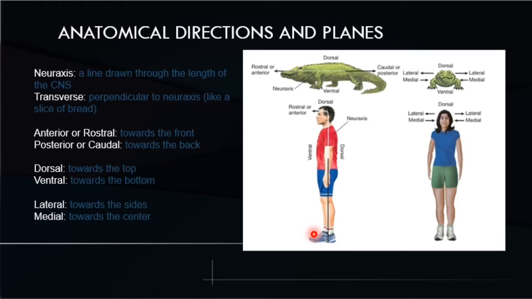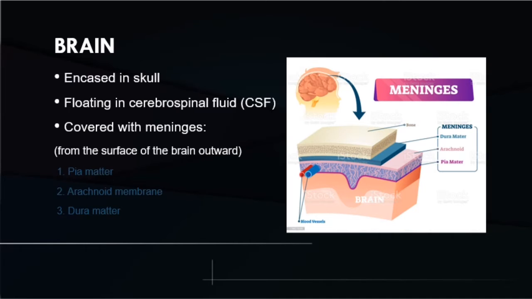So we have dorsal towards the top, ventral towards the bottom, and then lateral and medial, I think, are easy, right? Medial, middle, and lateral to the side. So again, just memorizing, mostly.